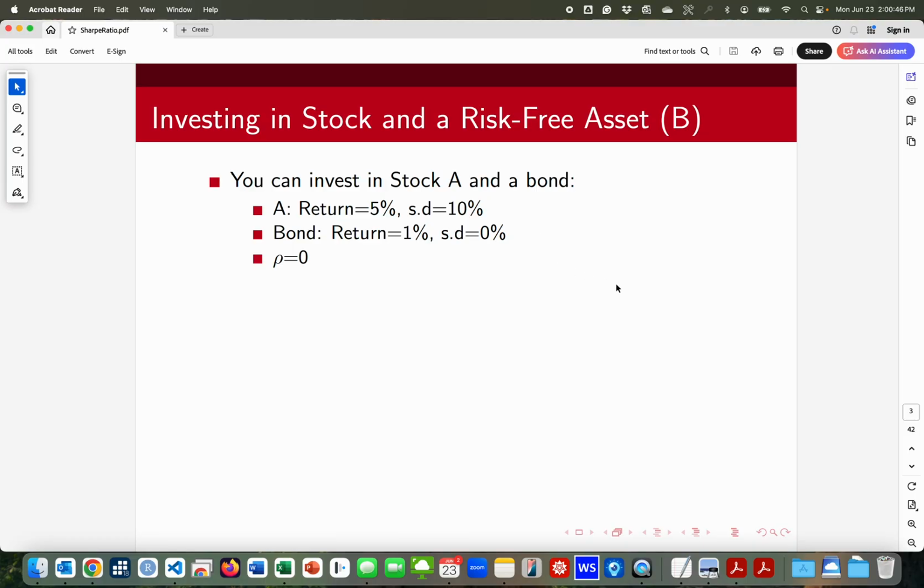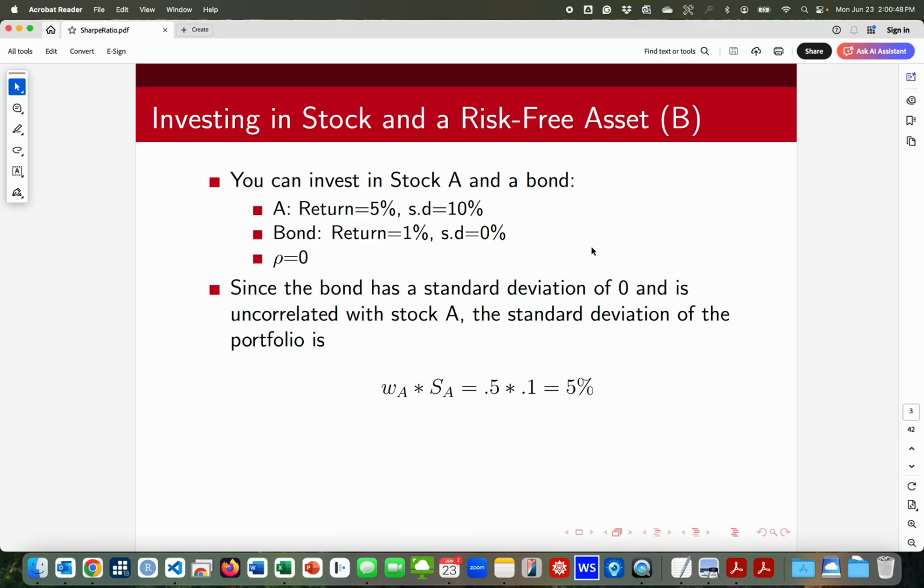And this simplifies our problem quite a bit, because when we're calculating the variance of a portfolio with a bond, it's just the share of the risky thing, WA, times the standard deviation of the risky thing. So in this case, it's 5%. Since we have half of our portfolio in the stock, the standard deviation of the portfolio is just half the standard deviation of the stock.